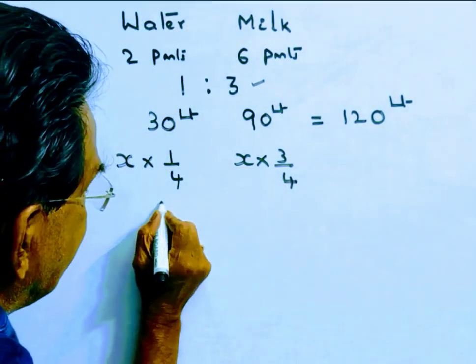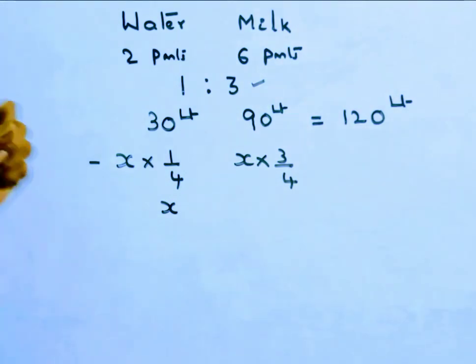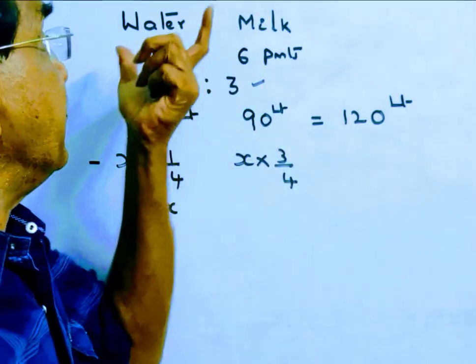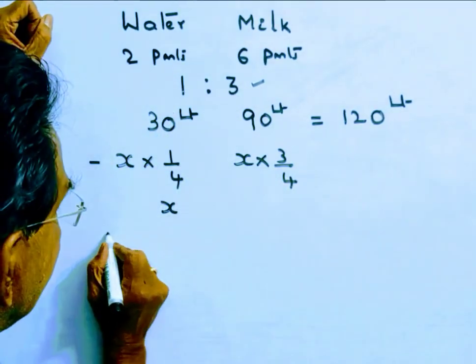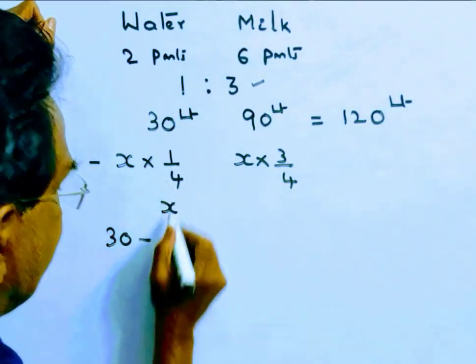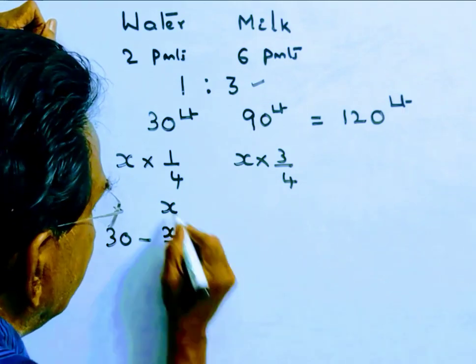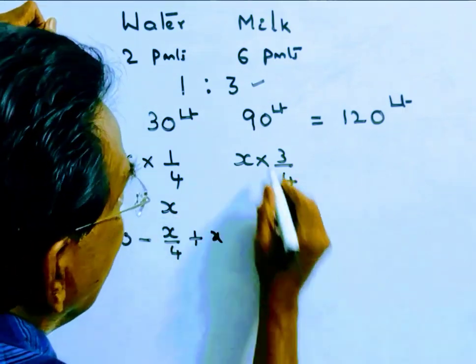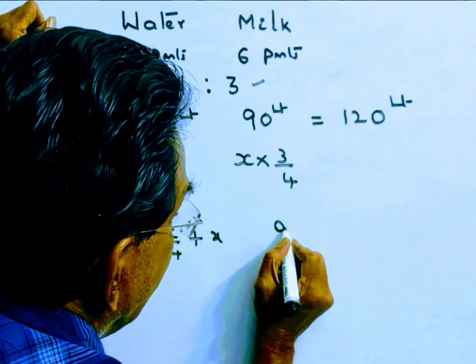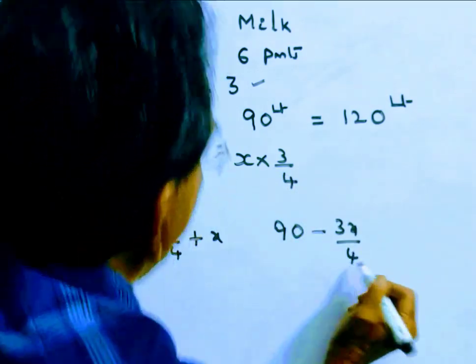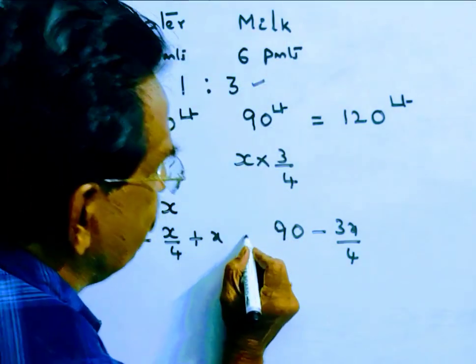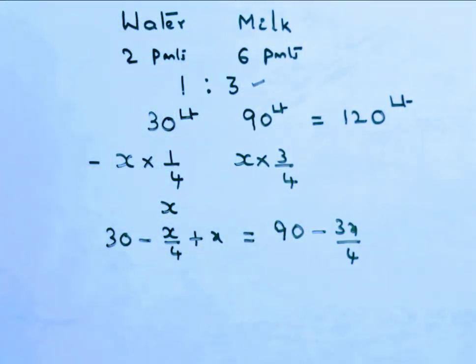After that we have added x liters of water. Friends, now let us see the quantities of water and milk in the final solution. 30 minus x by 4 plus x, and 90 minus 3x by 4. Friends, half water half milk means water and milk are equal.